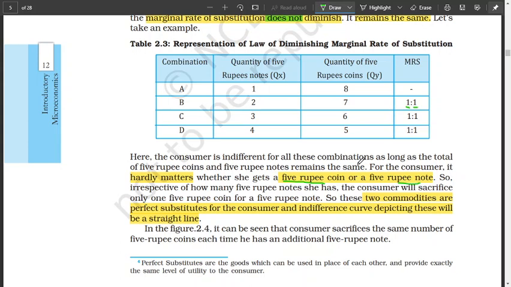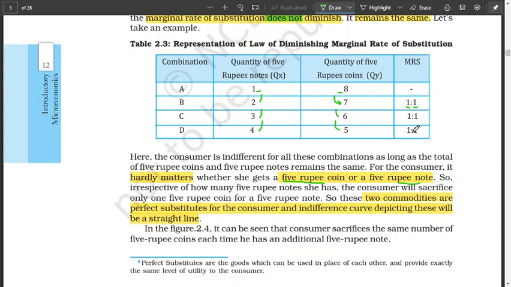Or you have 2 coins of 5 rupees, the value is same as 10. So it doesn't matter whether you have 1 5 rupee note and 8 5 rupee coins, or if you want to get more of notes, you sacrifice only one because of the same value. If you want to get one more, you have to sacrifice one more. It's the same thing. That's why 1 is to 1. You substitute 1 coin for 1 note, you get the same value.